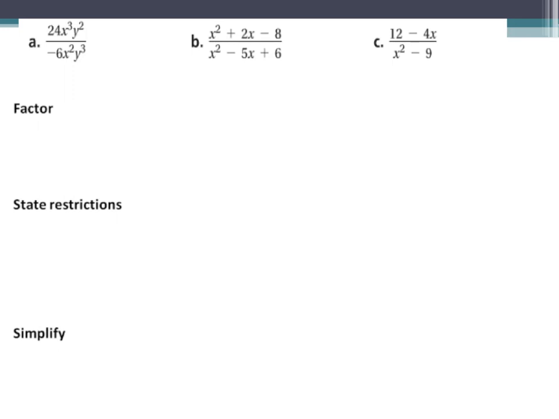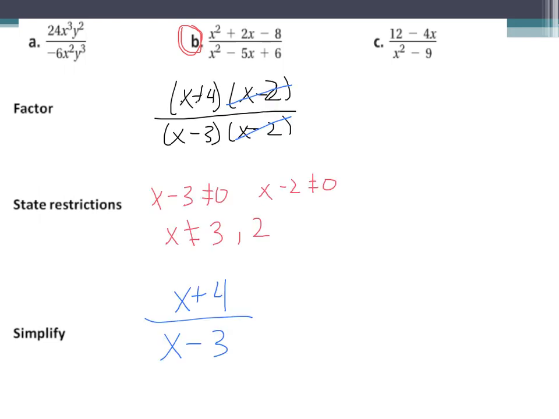Right now, I want you to attempt B by yourself. And then check your work with my work. So your answer would be x plus 4 divided by x minus 3. And your restriction would be x cannot equal 3 or 2. So when you're looking at these and I'm factoring, 2 numbers that multiply to get negative 8 and add to get a positive 2 are negative 2 and positive 4. 2 numbers that multiply to get a positive 6 but add to get a negative: if they're adding to get a negative, that means they both have to be negative numbers.